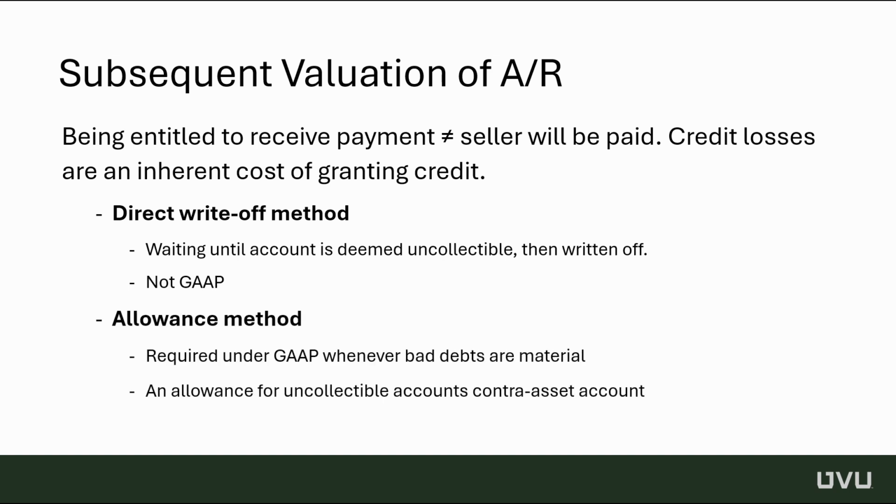With this approach, you estimate upfront how much of all your outstanding receivables you won't be able to collect. You set up a contra asset account called the allowance for uncollectible or doubtful accounts. And this account reduces the gross accounts receivable to show a more realistic net receivable balance. Gross AR, that's what a company is legally entitled to receive. But net AR is what the company actually expects to collect. And the counterpart to setting up the allowance is the bad debt expense that hits the income statement.